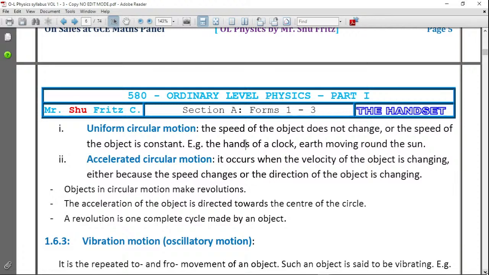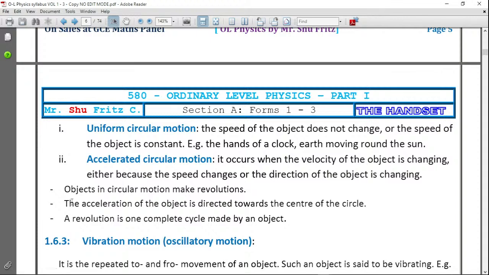And then accelerated circular motion occurs when the velocity of the object is changing, either because the speed changes or the direction of the object is changing. Objects in circular motion make what we call revolutions, like the revolution of the Earth about the sun. When the Earth goes around the sun once, we talk about one revolution. When it goes around again, we have another revolution. So a revolution is the term used to describe the motion of objects in circular paths.